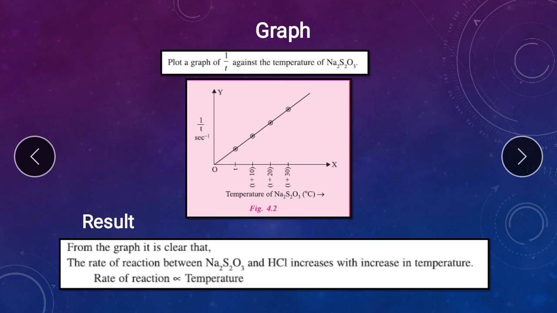In the result you will write: from the graph, it is clear that the rate of reaction between sodium thiosulfate and HCl increases with increase in temperature. So the rate of reaction is directly proportional to temperature.